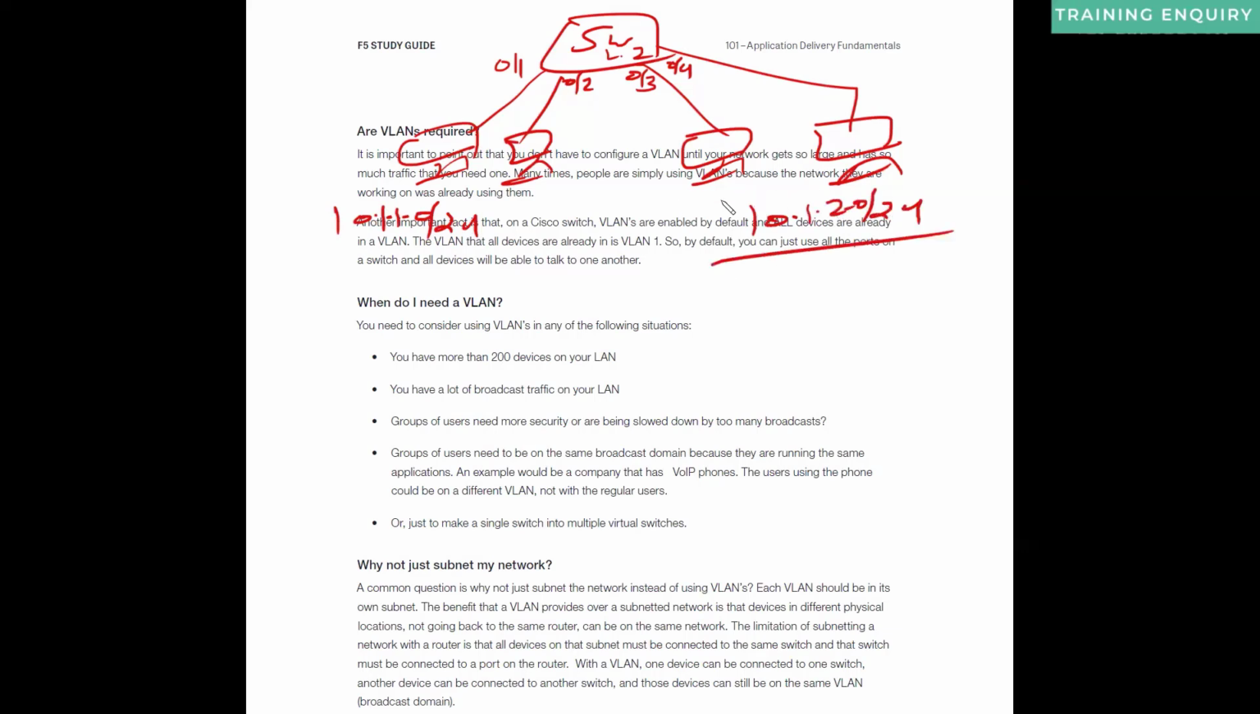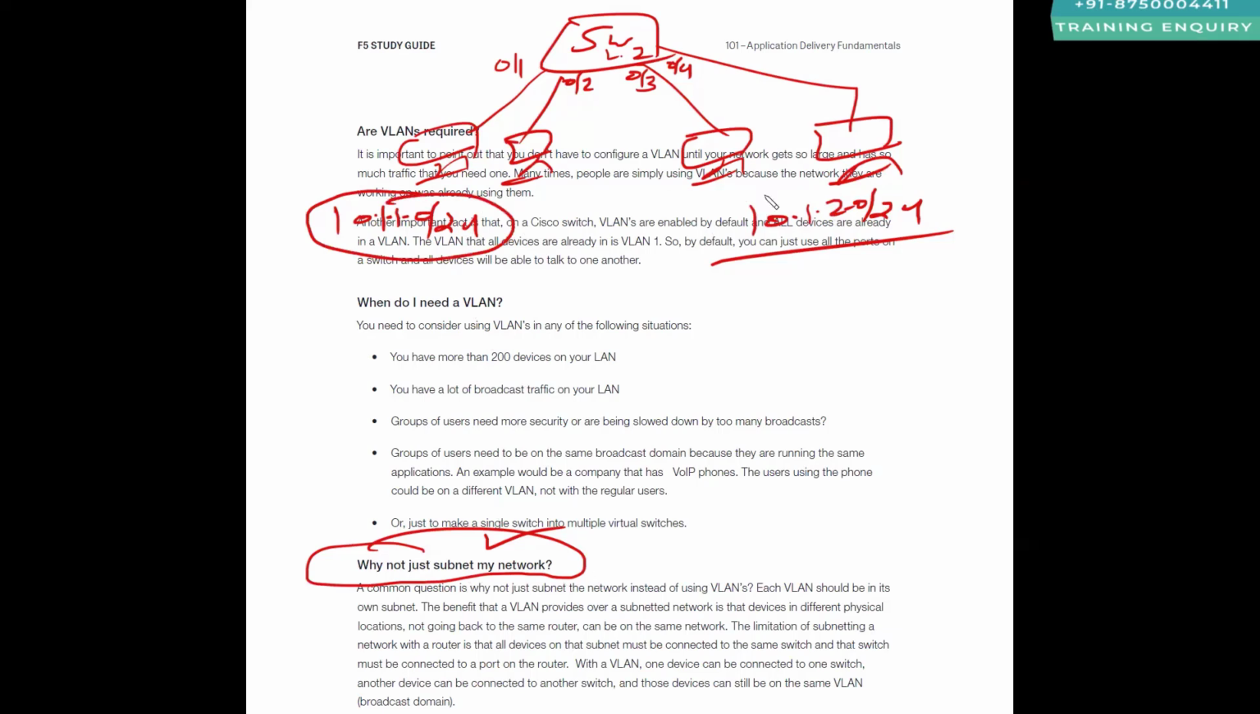So these two are different IP subnets. I'm just giving the answer to this question: why not just subnet your network, right? So let's say we are using different subnets at both ends for both departments, but this switch is a layer 2 switch. And then further you are connected with, and you are using the same VLAN, unfortunately, which you should not be using, but let's assume that we have a common VLAN.